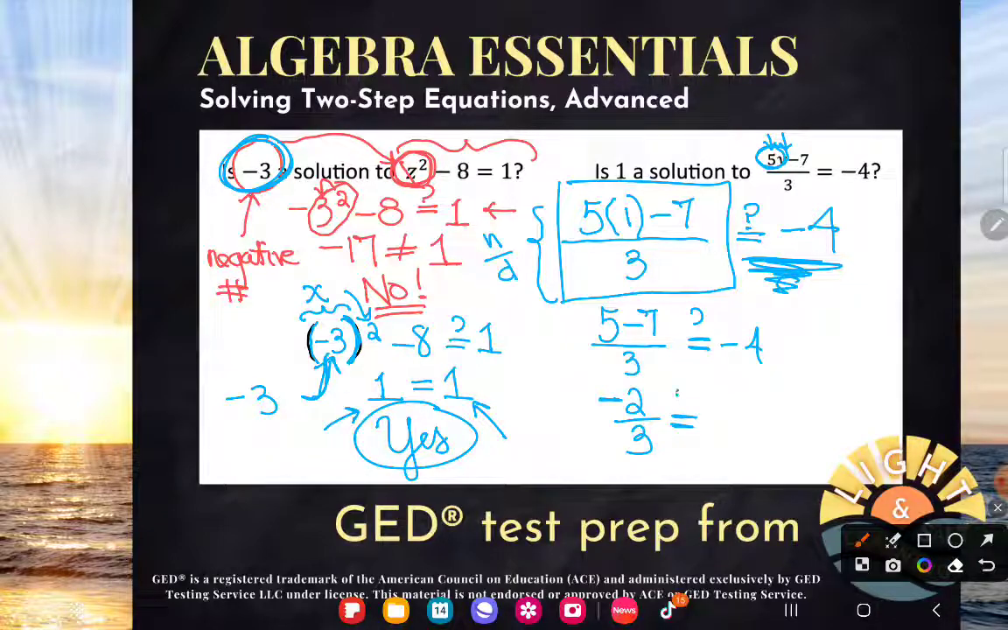Well, tell me, is this left-hand side, after I simplify it, equal to negative 4? Heck no, it's not. So when I plugged in 1 for y, I got a lie. Negative 2/3 does not equal negative 4. And so therefore, is 1 a solution? Well, no, it's not. It is not.